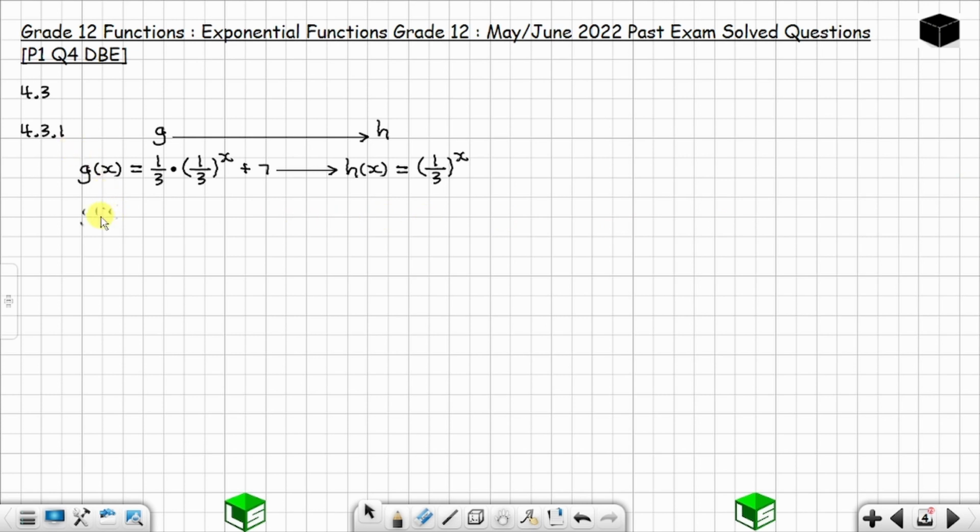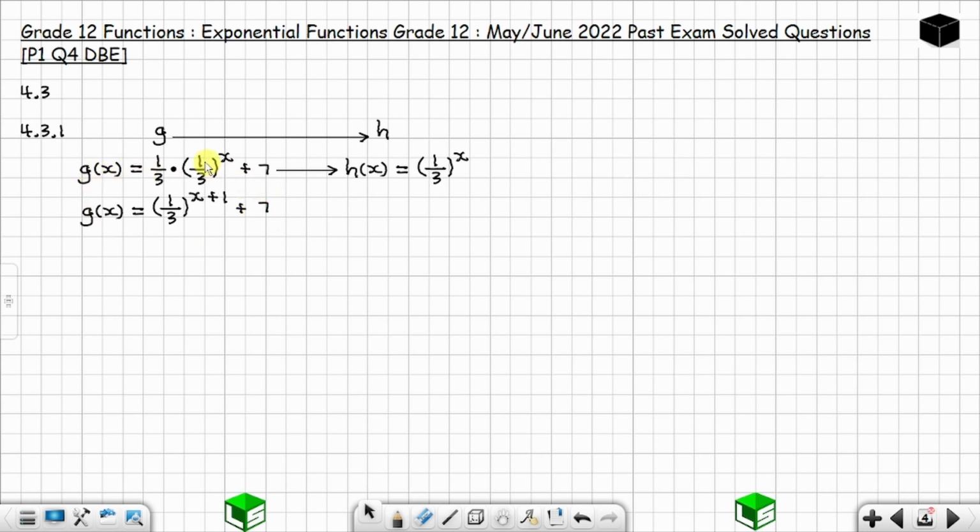So g of x is equal to, can you see you have 1 over 3, 1 over 3. And this 1 over 3 is to the power of 1. I hope you can see that there is an invisible exponent. So when the bases are the same, you can write it as 1 over 3 to the power of x plus 1. You add your exponents, according to the law of exponents. And then plus 7. So this is g of x.